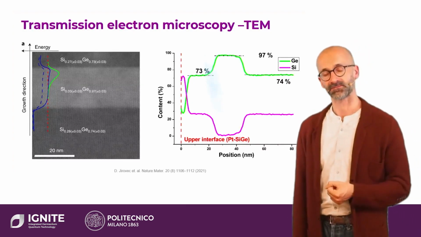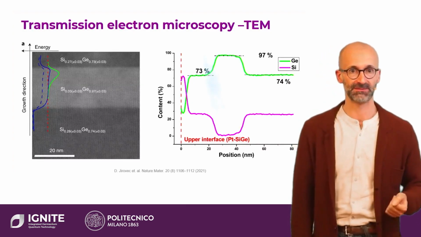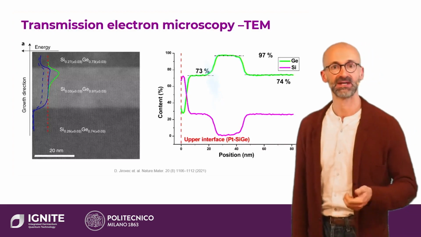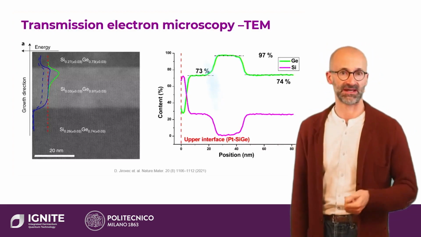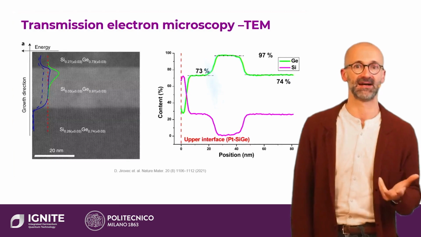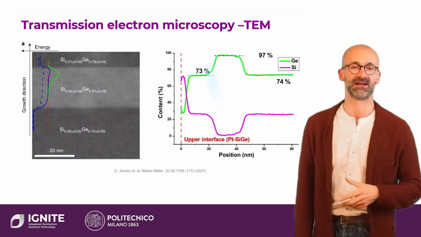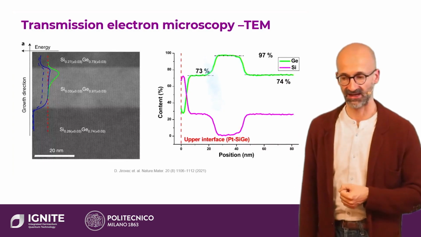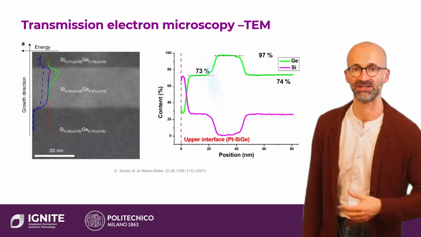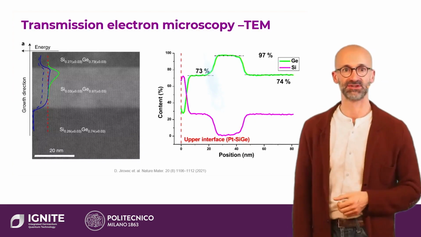Here we can see that we can clearly identify the germanium channel, which is almost pure germanium. With electron energy loss spectroscopy, we can identify a composition of around 97%. And here we can also identify the interfaces and how quickly the composition changes from the silicon germanium to the germanium.